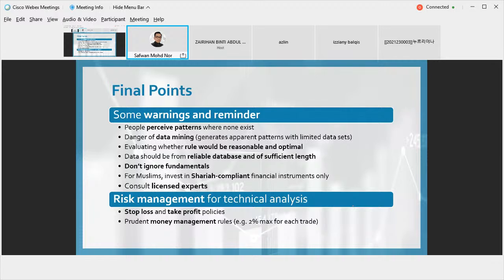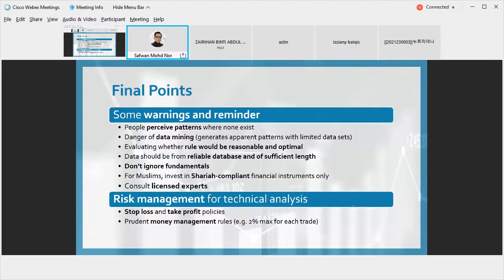Now, about risk management for technical analysis, like I said earlier, you have to put some stop loss and take profit policies. If I can share very briefly, I have a friend recently, a lecturer as well. I don't want to mention his name. It was his first time investing. He invested about 20 or 30,000 ringgit in the US market. He bought an option.